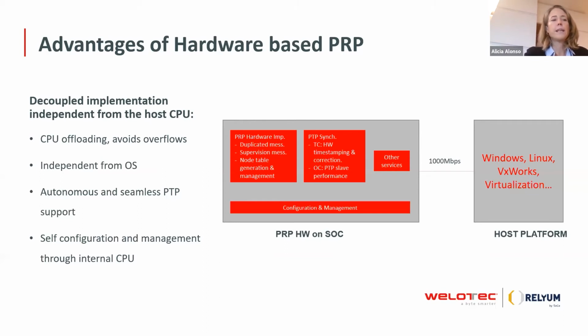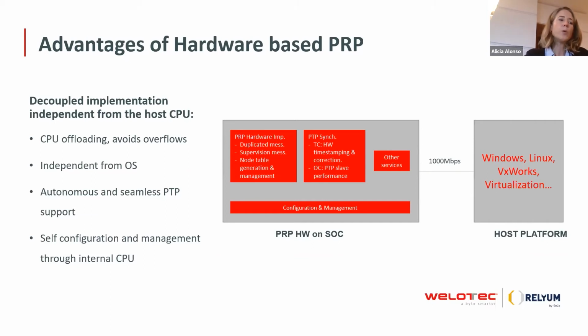Also, another benefit is that as PRP is completely independent from the CPU, you can install any operating system on the CPU that will be compatible with the PRP implementation. So you can have in the CPU a Windows operating system, Linux, VxWorks, any virtualization solution or so. It's independent, it's transparent for the PRP implementation.